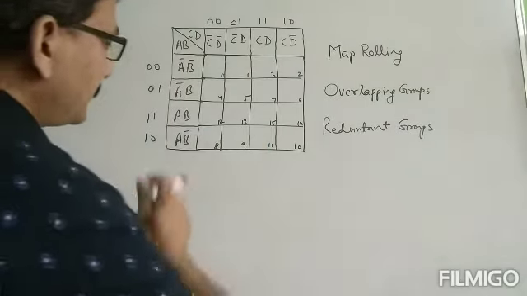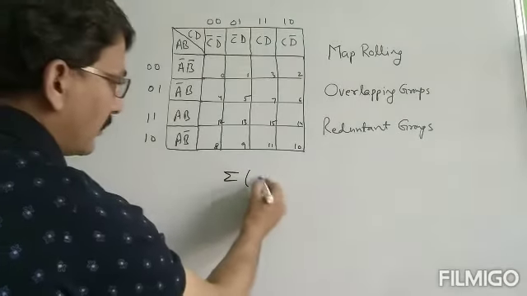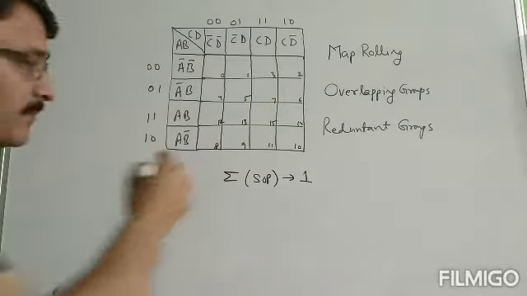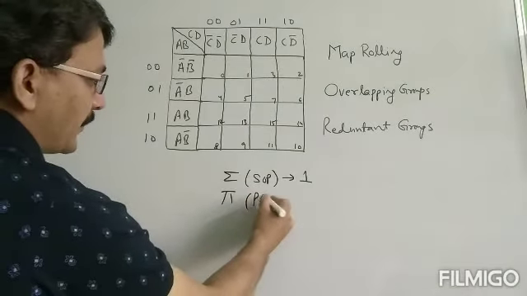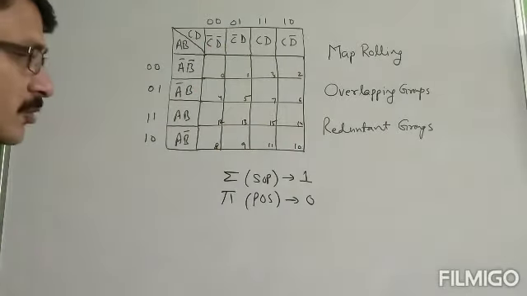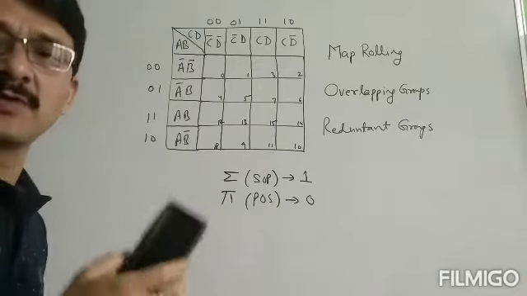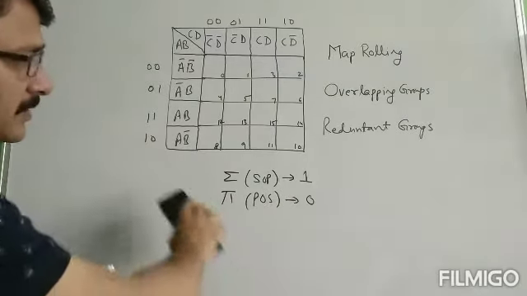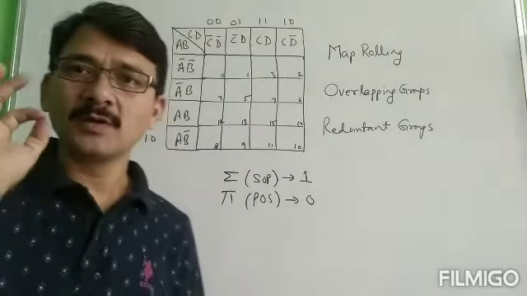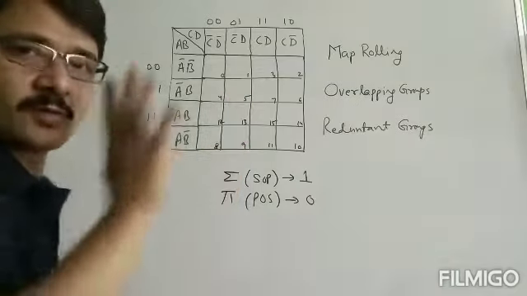Now what you are going to fill: if your question is of sigma or SOP, you'll mark these boxes by 1. And if your expression is for POS pi, you'll be marking these boxes with 0. So whether you mark with 0 or 1, that all depends on what type of question is given in your paper. So this is clear, you'll mark with 1 or 0. This is step number 2. On a correct position, you'll either mark 1 or you mark 0.